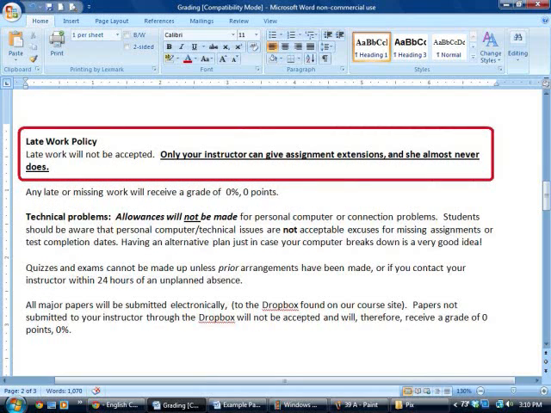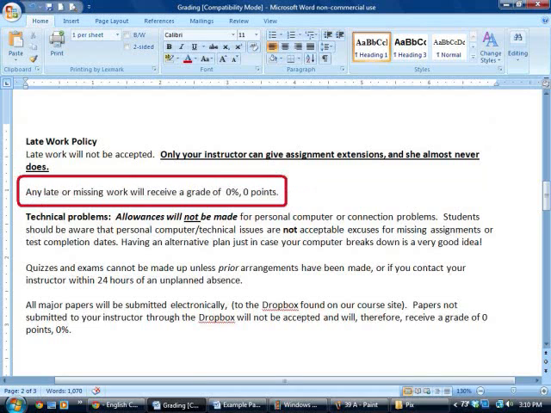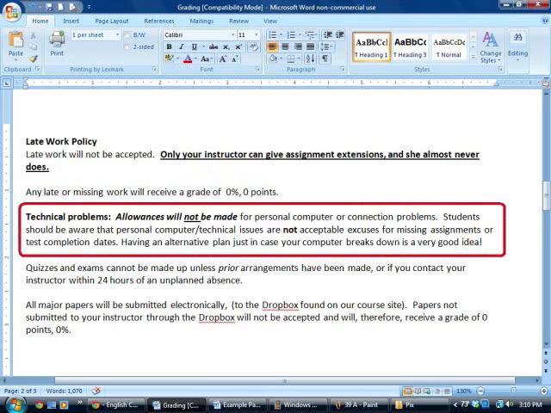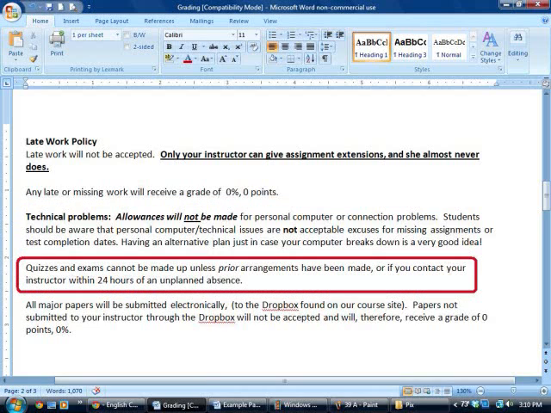There are other factors that go into your grade other than what we've just talked about, and one of them is late work. My late work policy is it just won't be accepted. Only your instructor can give assignment extensions, and she almost never does. And I know what you're thinking. Well, she'll have to give me an extension if something happens to my computer or if I lose my jump drive. And if that is what you were thinking, you would be mistaken. The only time that I allow late work is when our learning management system goes down.